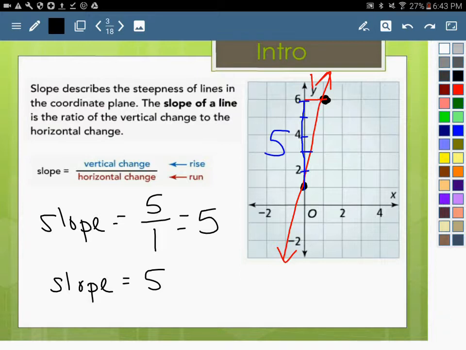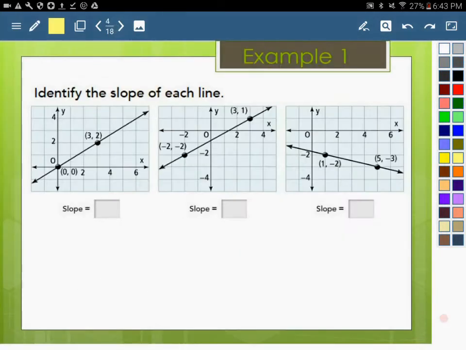So we're going to be really studying for the next few days this word slope, slope of a line. Now let's apply this to the first example. So let's start with the first example. It says identify the slope of each line.